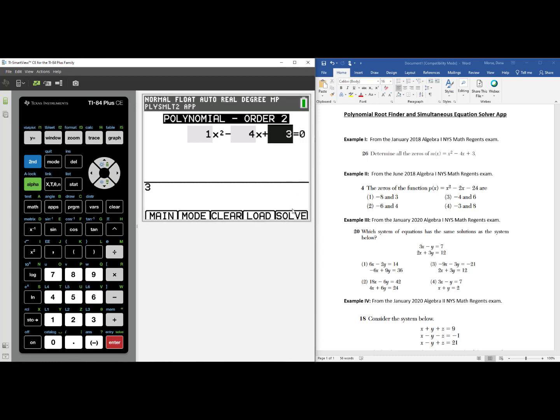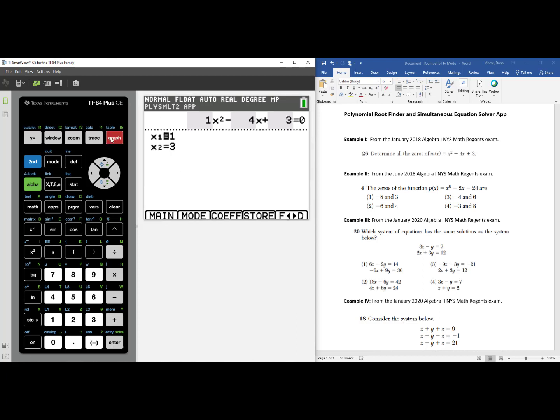Solve is associated with the graph button. And I now see my solutions, 1 and 3. I notice at the bottom of the screen there are 5 options. Those 5 options align with the top 5 graphing keys.